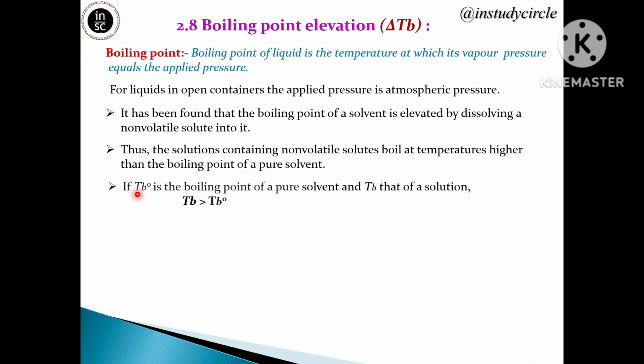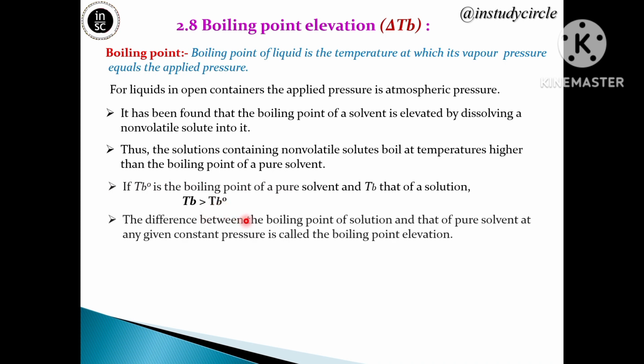If Tb naught is the boiling point of a pure solvent and Tb is the boiling point of the solution containing a non-volatile solute, then the boiling point of the solution containing the non-volatile solute is greater than the boiling point of the pure solvent, Tb naught.